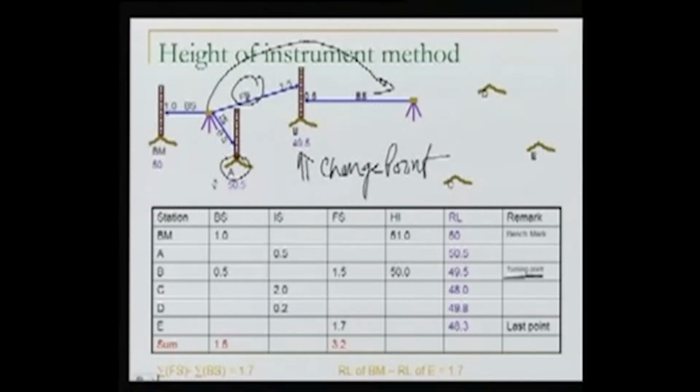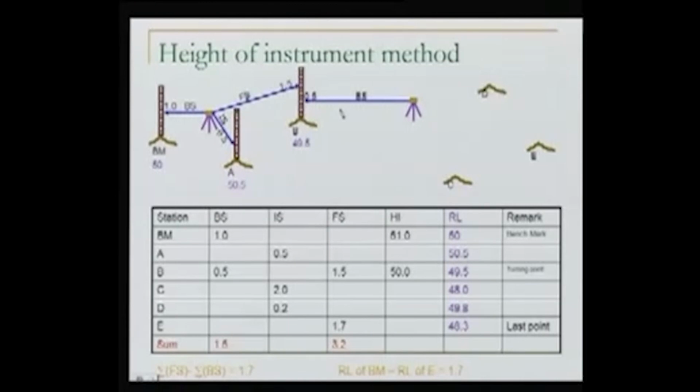Because A is just an intermediate sight. There could be many more intermediate sights anywhere, but this is the point which we are using for further transfer of level. So this is why this is called change point, and this is foresight, and again we are taking a sight on this, the backsight. Well, once we have taken the backsight, we now know the height of the instrument. Height of the instrument is RL plus the value here.